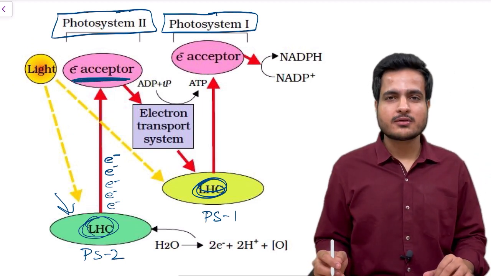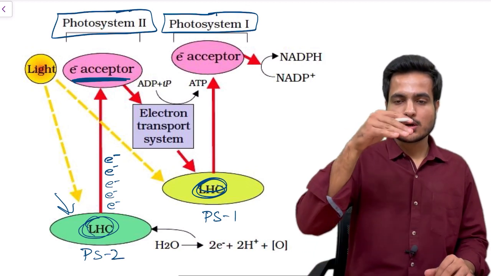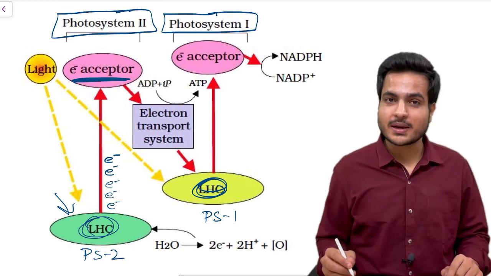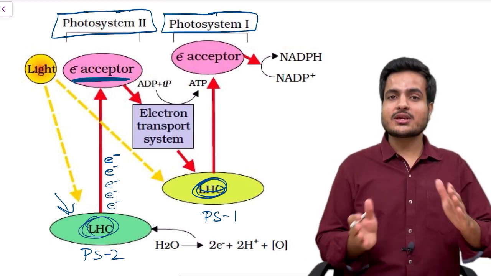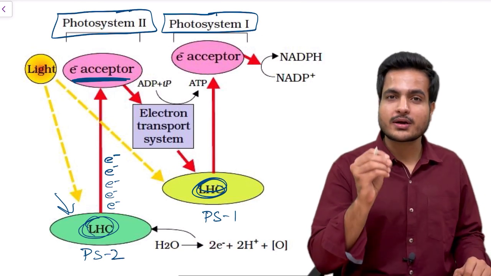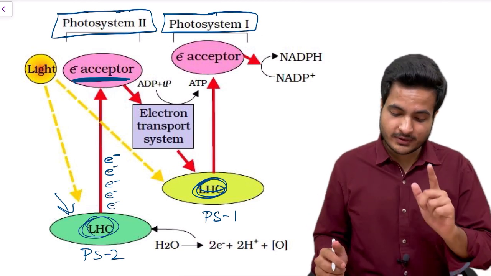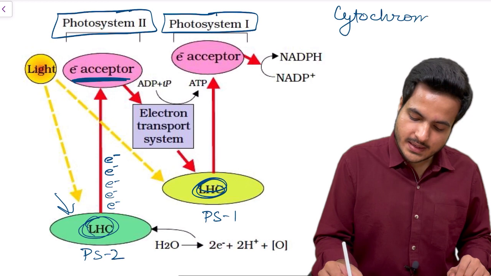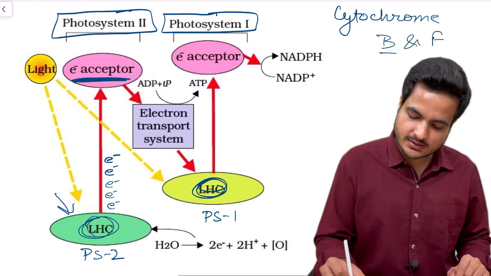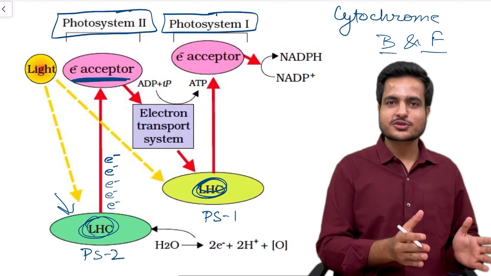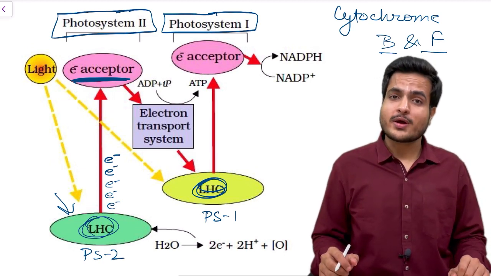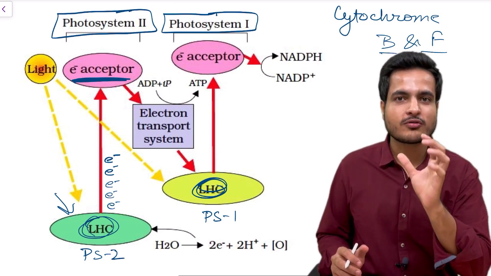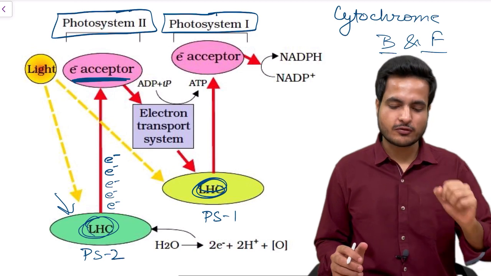Now this electron acceptor will send these electrons in the downward direction of redox potential to the light harvesting complex of photosystem 1, and this journey of electrons occurs through the electron transport system. And my friends, this electron transport system is made up of cytochrome B and F, best friends. This denotes the friendship of both photosystem 2 and photosystem 1. So when the electron passes through the electron transport system, there occurs the formation of ATP, that is adenosine triphosphate.